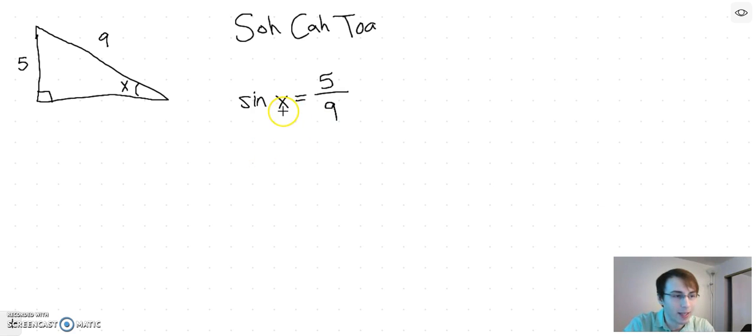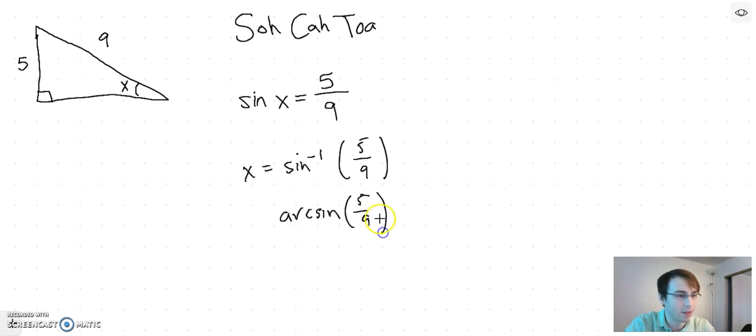Now, to get X alone, we can apply the inverse sine function, which cancels out the sine. So we write X equals inverse sine of 5 ninths. Another name for that is arcsine of 5 ninths. And you could see either way depending on what calculator you're using. So let's evaluate this. X equals arcsine of 5 ninths.